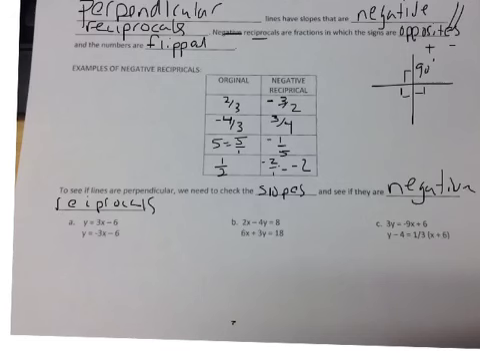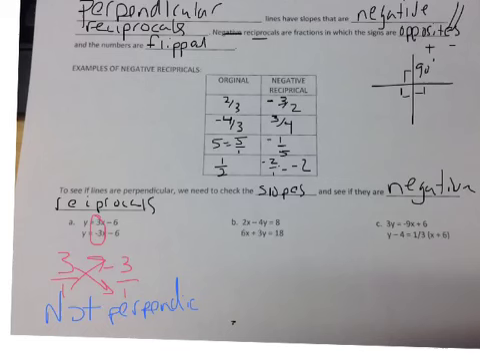This set here is already solved for you, so you can just look at those. 3/1 and negative 3/1. If you flipped it, that would go down there, and that would go up there. So these are not perpendicular.